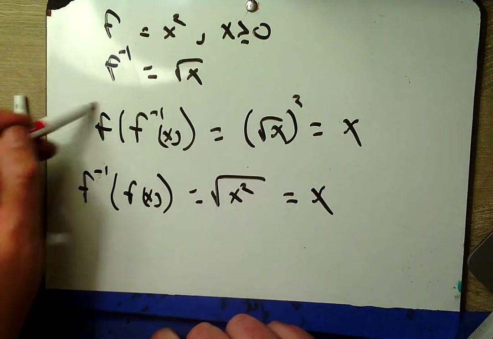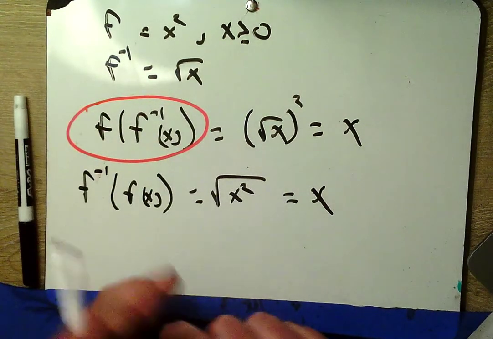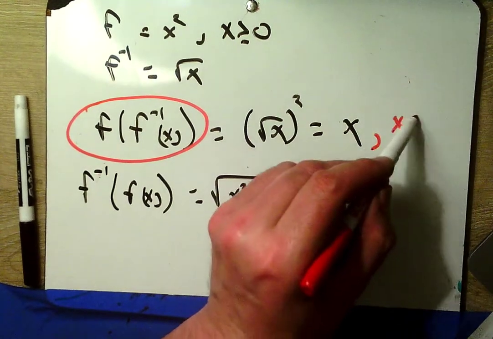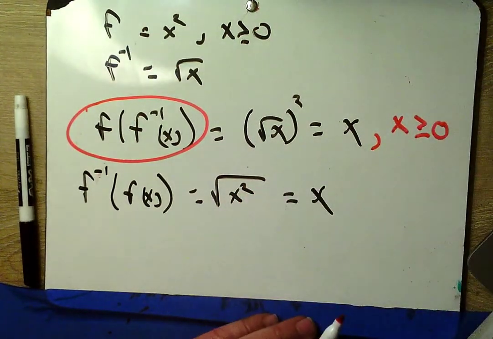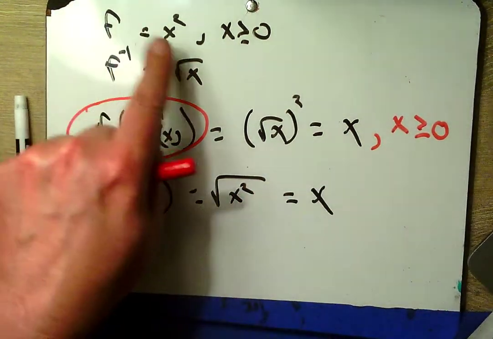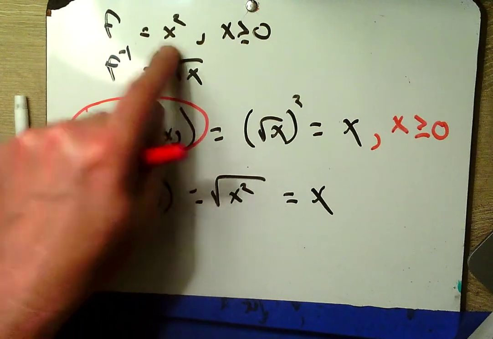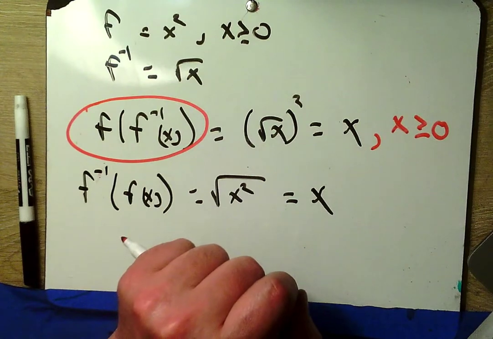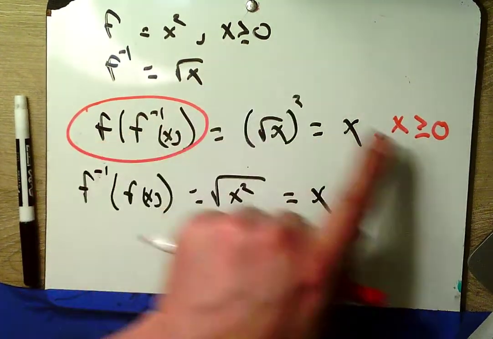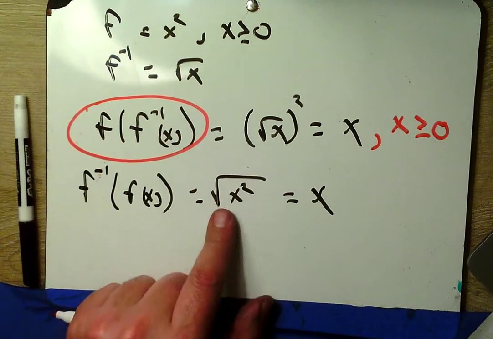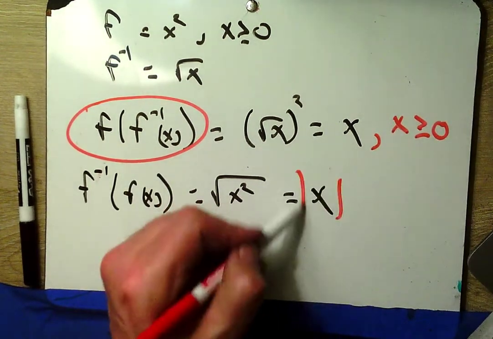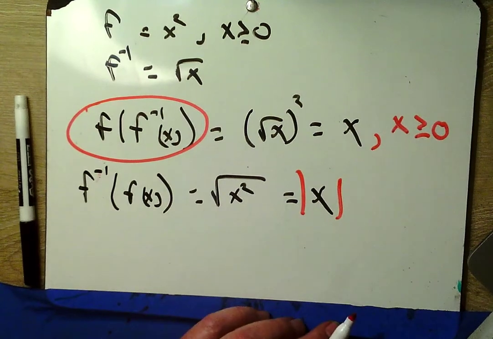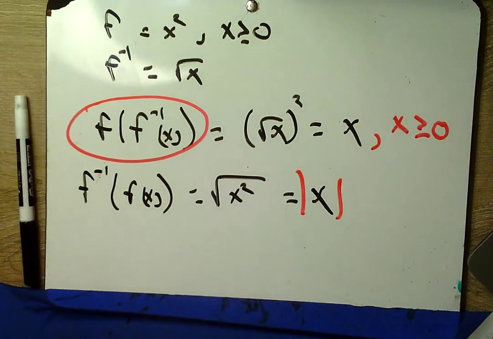If we graph this on our calculator, we get that. Remember, if you're composing these and they're inverses, we need that restriction there. And here is that. I know, right? Well, let's think about why this is happening.